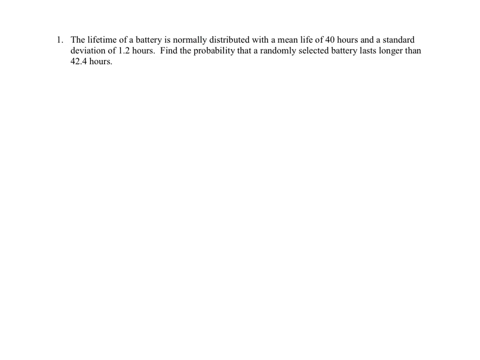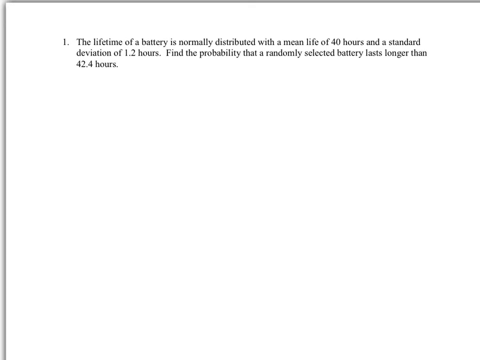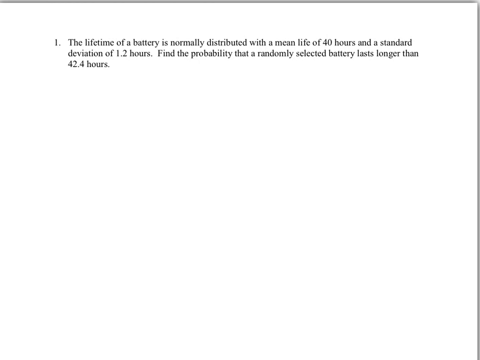So let's take a look at our first example. The lifetime of a battery is normally distributed with a mean life of 40 hours. So we have our mean and a standard deviation of 1.2 hours. Find the probability that a randomly selected battery lasts longer than 42.4 hours. So I'm going to do step 1. I'm going to sketch my curve.